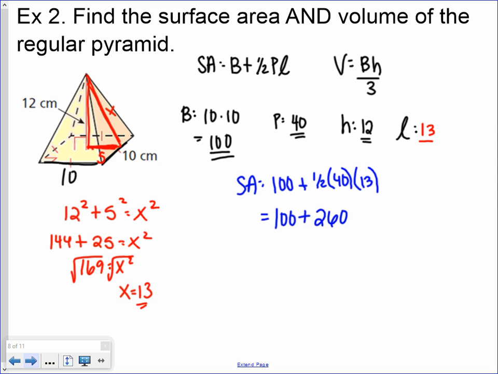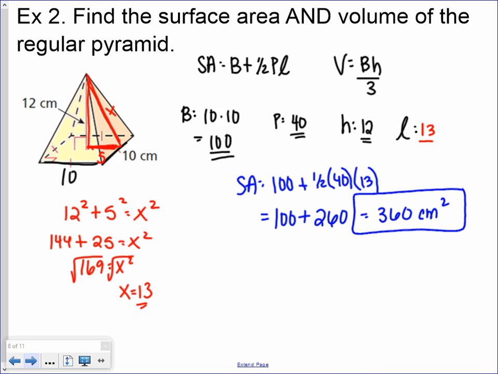Yep, good question. I get that question a lot, actually. Do you have to multiply these first and then cut it in half, or can you multiply this by a half? Multiplication is any order, it doesn't matter. And then 100 plus 260 is 360 centimeters squared, because it's area. Again, don't get fixated on labels. I want the numbers. I want to make sure that you can calculate it, and that's what I'm looking for on a test.